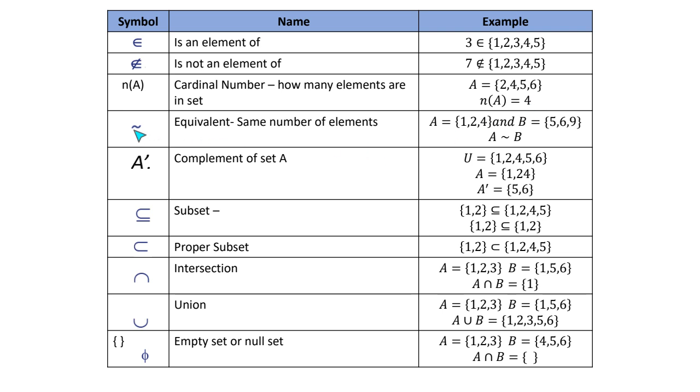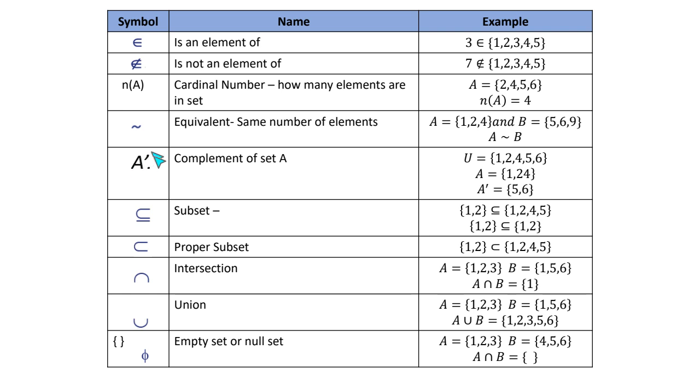The next symbol is for equivalent sets. Equivalent just means that the sets have the same number of elements. If we look at the example, we have A equal to 1, 2, 4, and B equal to 5, 6, 9. Here it tells us that A is equivalent to B. That is just telling us that A has 3 elements and B has 3 elements, so they're equivalent. Equivalent means that they have the same number of elements.